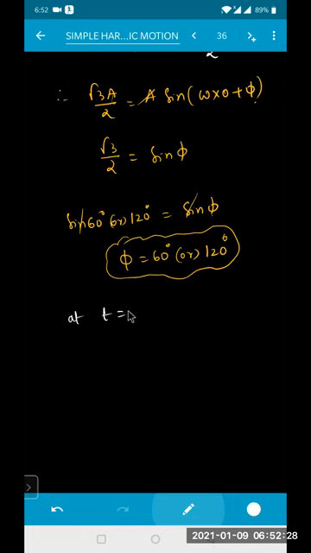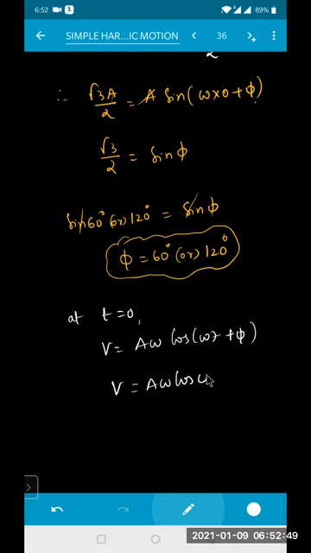At t equals 0, what is the formula? V is equal to A into omega into cos of omega t plus phi. Isn't it? What is the velocity formula, beta? At t equals 0, I can write V is equal to A omega into cos phi. Can I write it like this? Yes, sir, because t is 0.